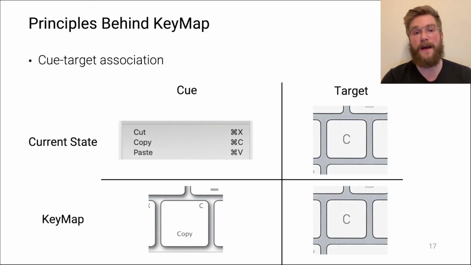There are two principles behind KeyMap. The first one is the idea of cue-target association, which should help memory. When we have to remember a keyboard shortcut, we're performing a cued recall process, where we have a cue, which is the visualization of the display, and a target, which is the entering of the actual shortcut. In linear menus, the cue is the linear menu, and the target is the shortcut. But there's no association here. They don't even look visually similar. So this association is very weak for the current state of the world. But for KeyMap, we can look at those two images, and it's immediately obvious that KeyMap has a strong association with the way you enter it.